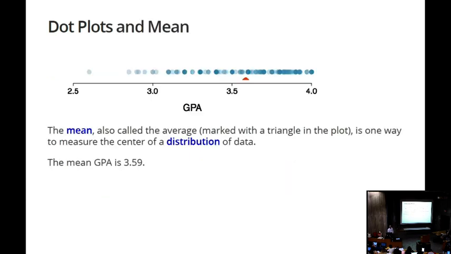So this is where the actual center is. We weren't too far off, 3.59. And you can mark it, and I've marked it with a little triangle so that it hopefully brings to mind this seesaw idea. The amount of people on the right-hand side of that and the amount of people on the left, where people is actually their GPAs, balance. And so the total sum of the GPAs above 3.59 is the same as the total sum of GPAs below 3.59. And so that is called the mean, also known as the average.